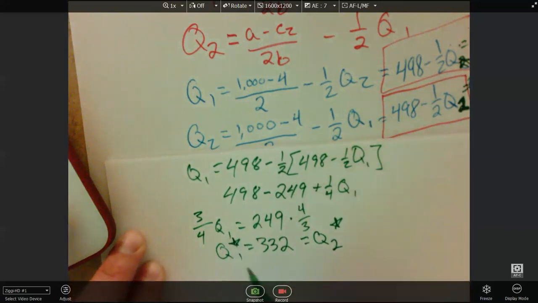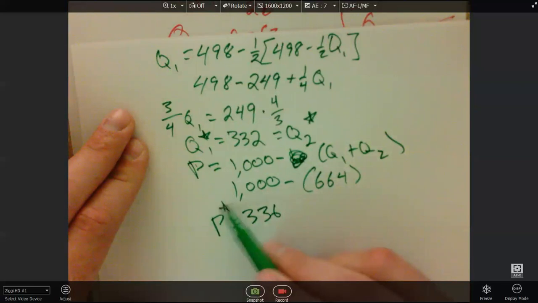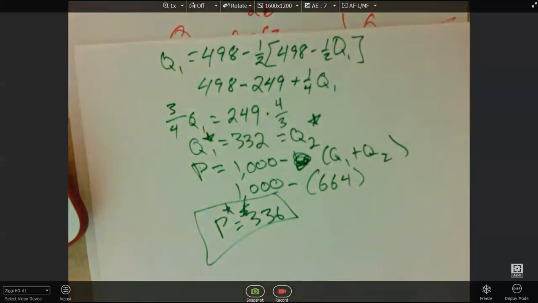So how do I find the price? From here it's relatively easy. We go back to the initial formula we were given: 1,000 minus (Q1 plus Q2). So it ends up being 1,000 minus 664, and we end up with a price of 336. Questions on how to get there? Remember, the reaction function is just the first part of the battle. Then you set them equal to each other or substitute one into the other, which I find easier, and solve for the quantity. If they're symmetrical, that's the same quantity for the other one. Plug those into the price equation.